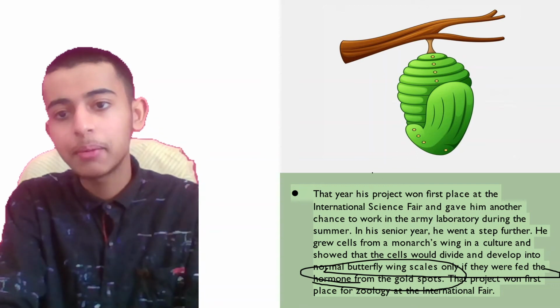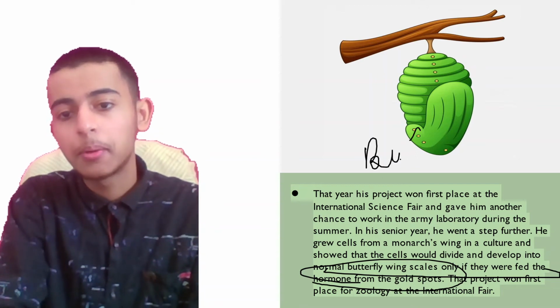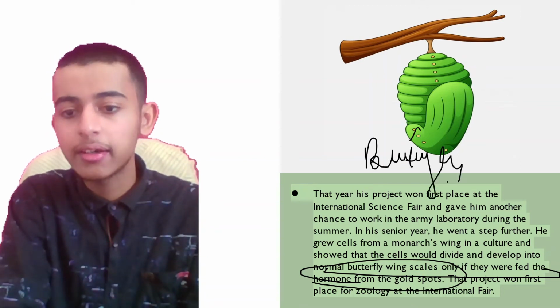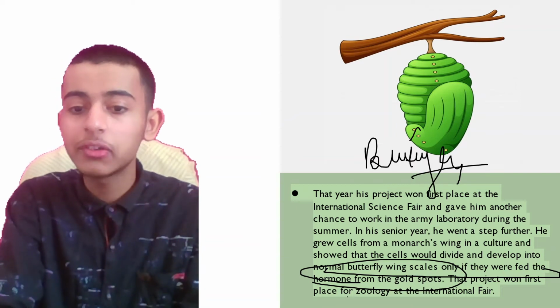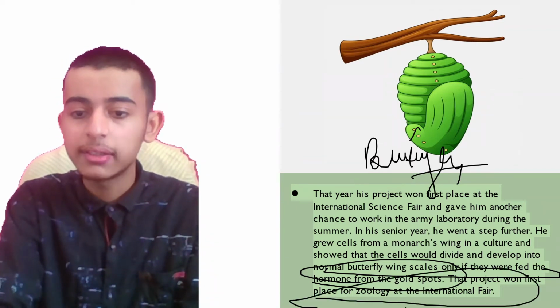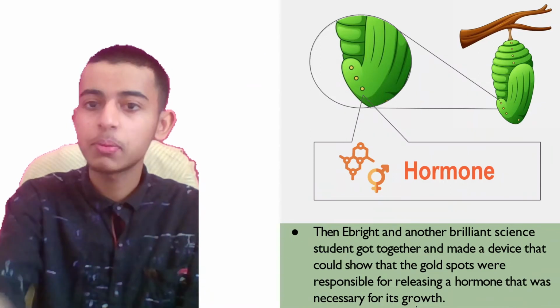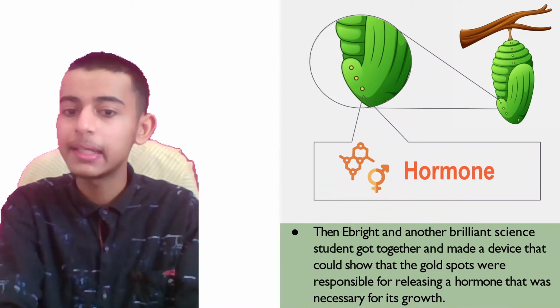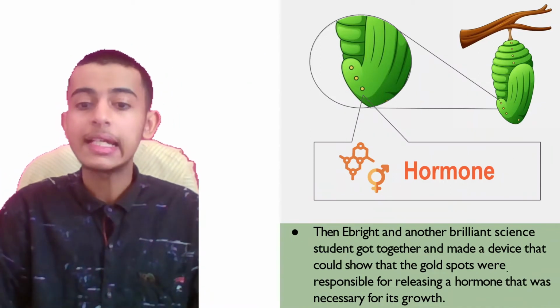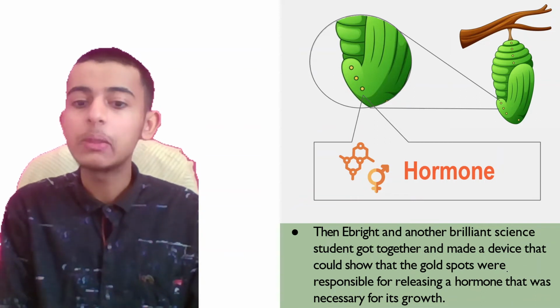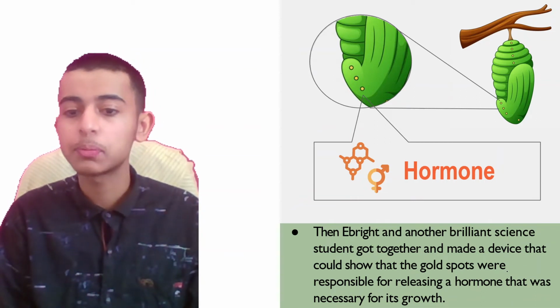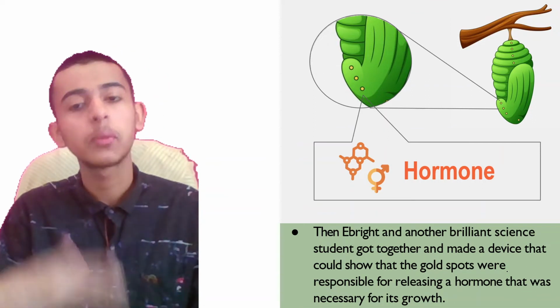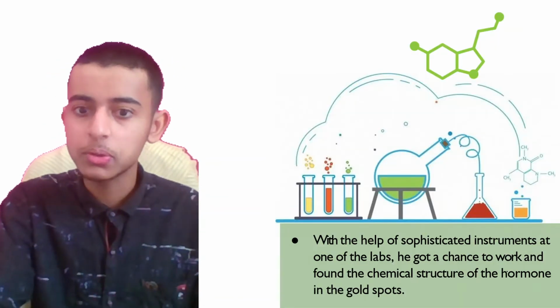Only then would that pupa convert into a butterfly. Is that clear, everybody? That project won first place for zoology at the international fair. This was the hormone secreted for the development. Then Ebright and another brilliant scientist student got together and made a device that could show that the golden spots were responsible for releasing a hormone that was necessary for growth. I've told you just now.